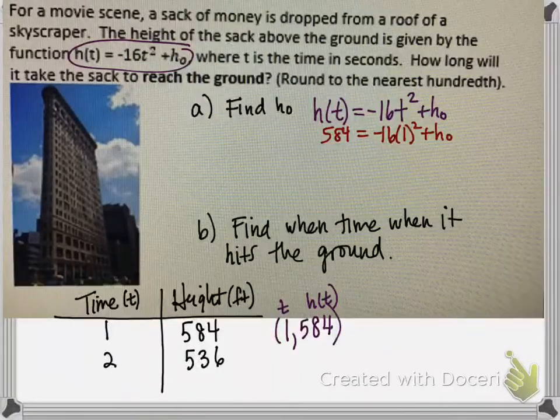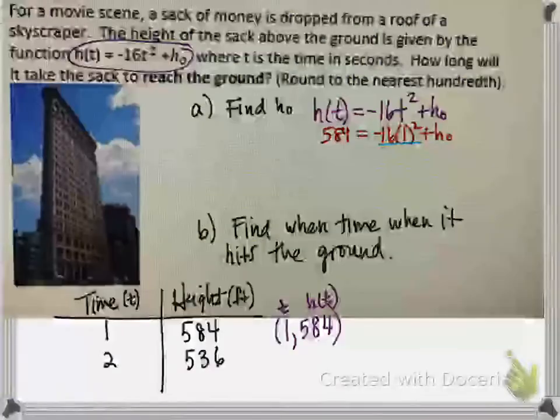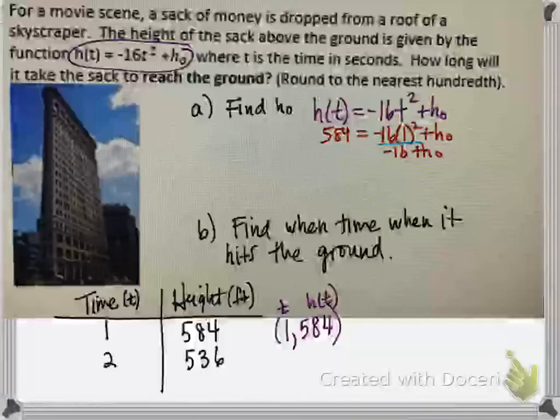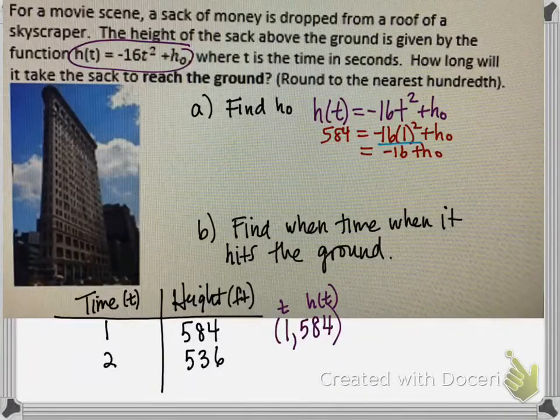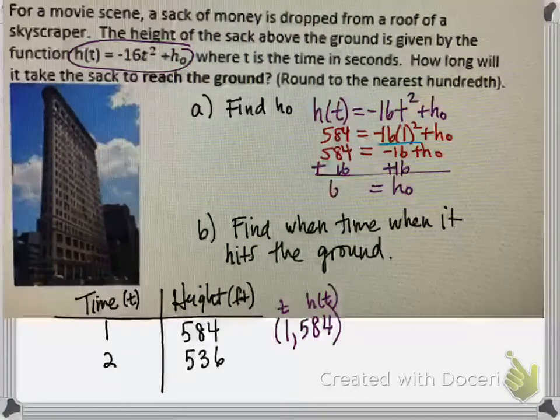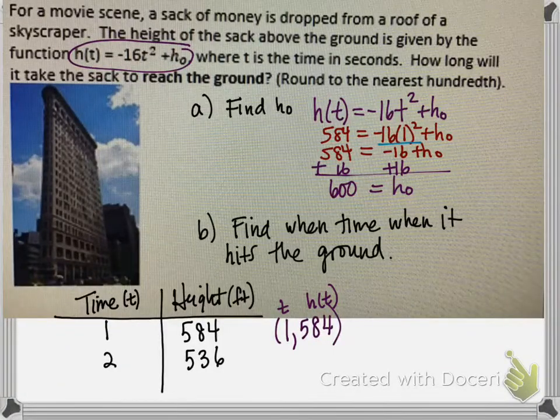All right, so if I simplify this, exponents come first, so 1 squared is 1 times negative 16 is still negative 16. So negative 16 plus h, our initial height, h sub 0, is equal to 584. So from here, I just need to add 16 to both sides, and I get my initial height of 600 feet. So the initial height is 600 feet.